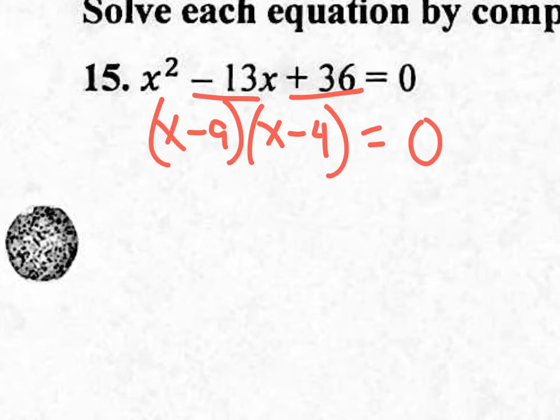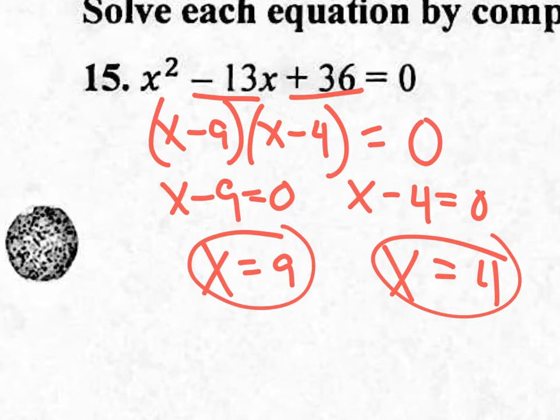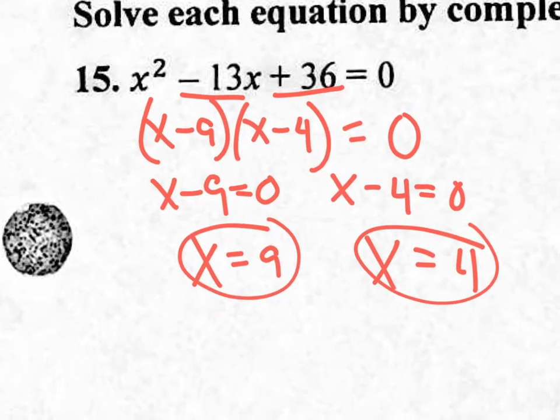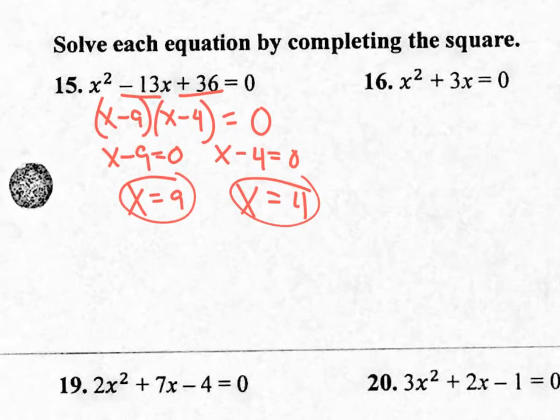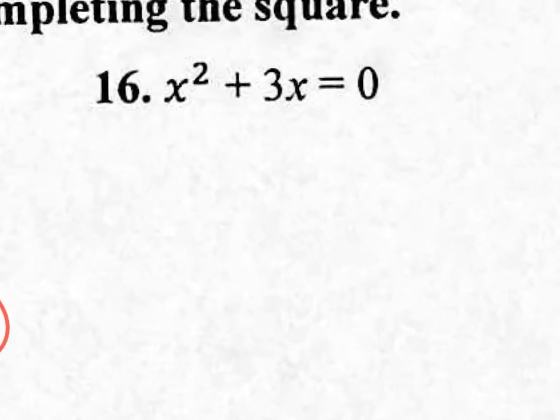And since it equals 0, then you could actually say x minus 9 equals 0, x minus 4 equals 0. So your answer would be x equals 9, x equals 4. So always check and see if you could factor first, split, and solve the way we did the old way. Now, this one right here, you will not be able to do that. And again, you're going to end up with fractions.